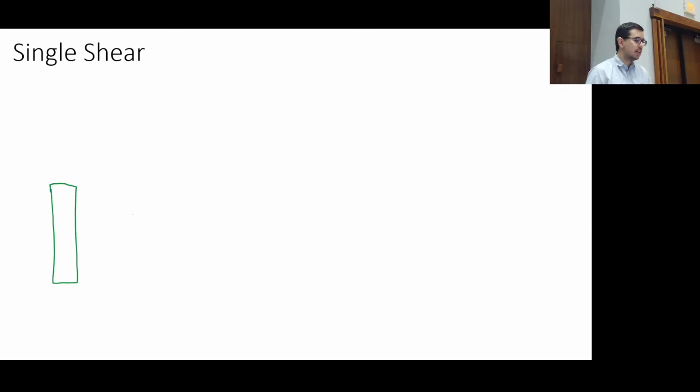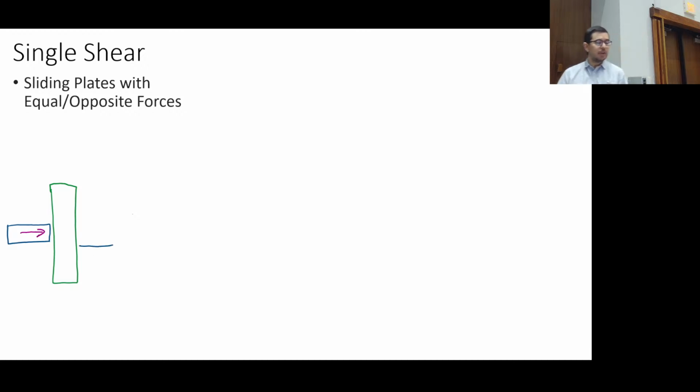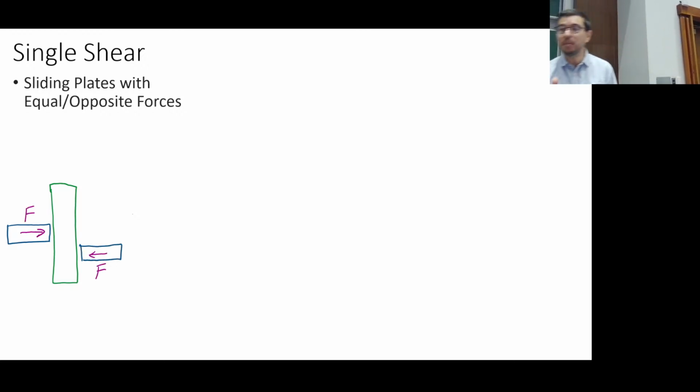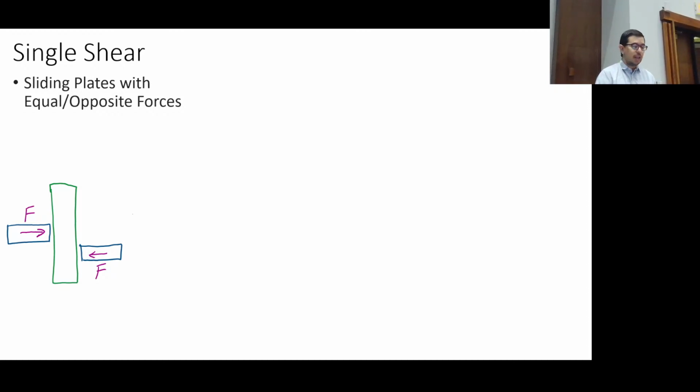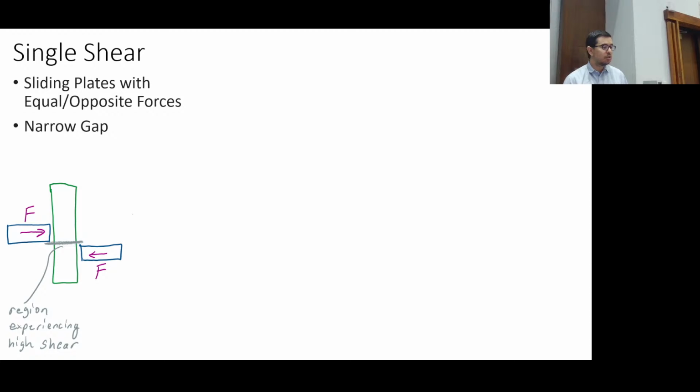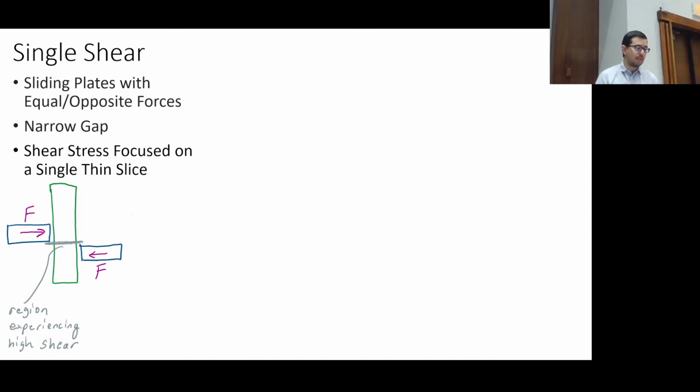With single shear, we talked a little bit about this last time. You can imagine you have a beam. We're going to think of it as a beam, and the beam in this case is the vertical green member. And then you have two opposing blades, essentially, that come to try to cut this thing in half. There's a narrow gap, and we're going to assume that there's this focused slice on which we have the shear stress.